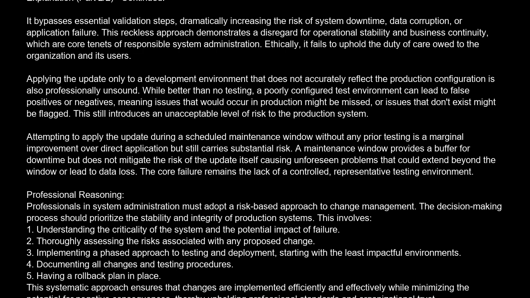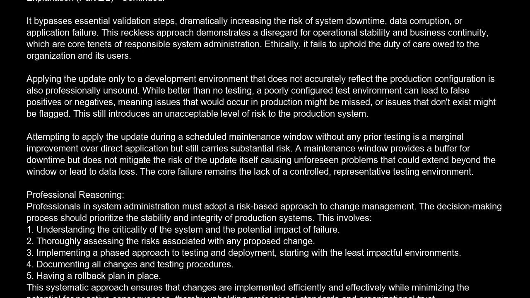Attempting to apply the update during a scheduled maintenance window without any prior testing is a marginal improvement over direct application, but still carries substantial risk. A maintenance window provides a buffer for downtime, but does not mitigate the risk of the update itself causing unforeseen problems that could extend beyond the window or lead to data loss. The core failure remains the lack of a controlled, representative testing environment.